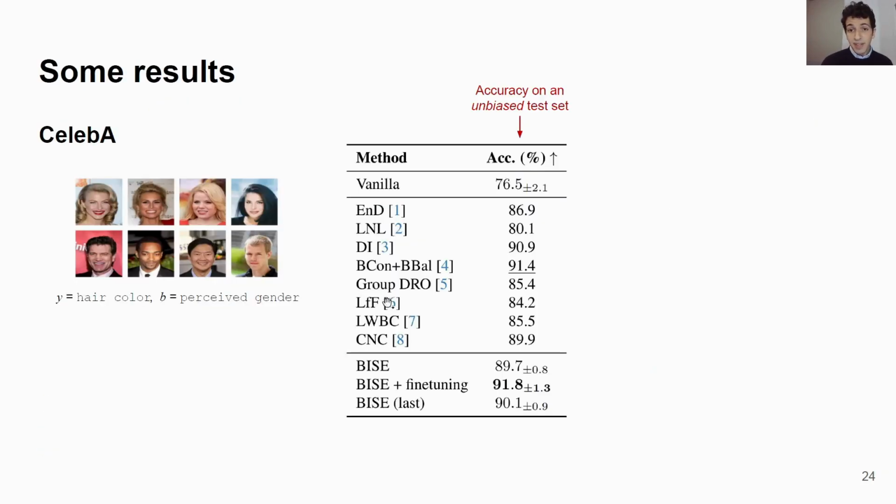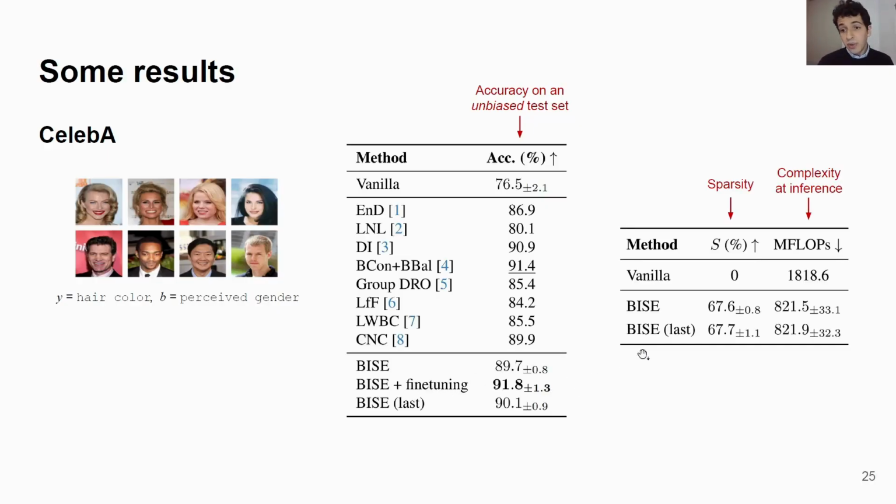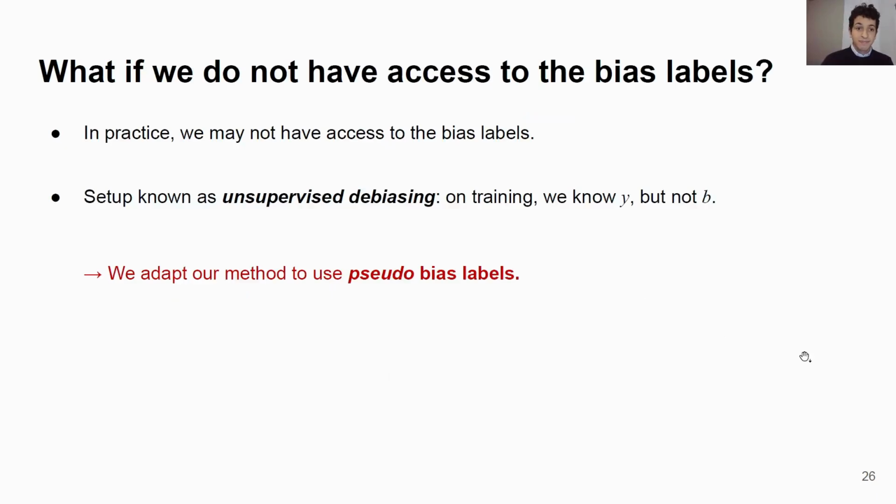Regarding the experiments, here we show the results on CelebA. We can see that the vanilla model has an accuracy on an unbiased test set of 76.5%. And if we prune this model using our method, we can improve the accuracy up to 90%, which is comparable with the best methods in the table. And if we allow some fine-tuning after pruning, we can improve the accuracy even more. And here we are pruning almost 70% of the weights, while considerably reducing the complexity during inference.